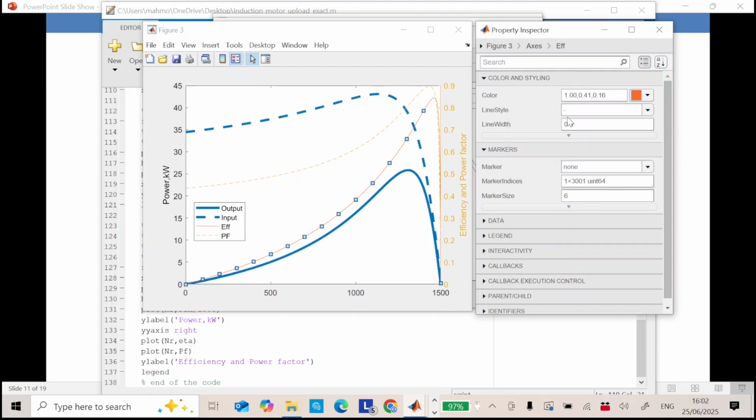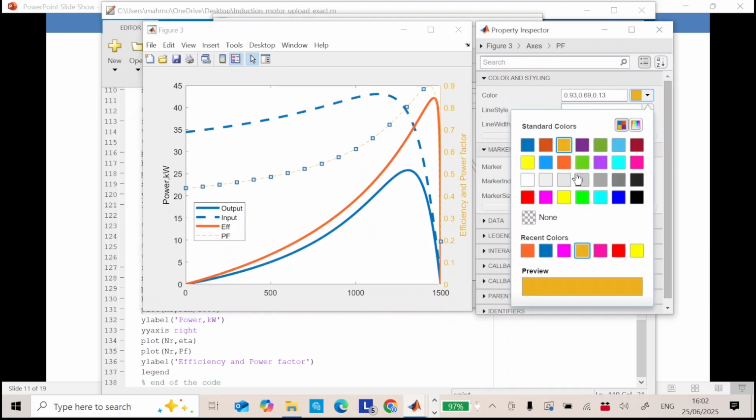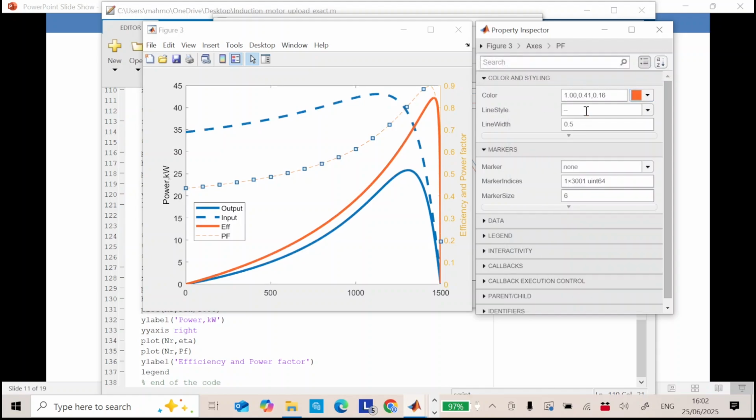And then I'm going to change the width to something like 3. And for the power factor, because that one is on the right side as well, let me click on that one. I'm going to make it any color we like, but I'm going to make it the same color as the efficiency because that one follows the same X. Then I'm going to choose a dashed line and make that one 3. As you can see here, that one is reflected in the legend.